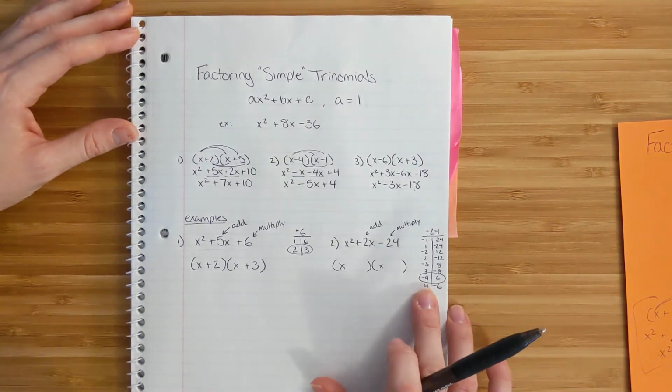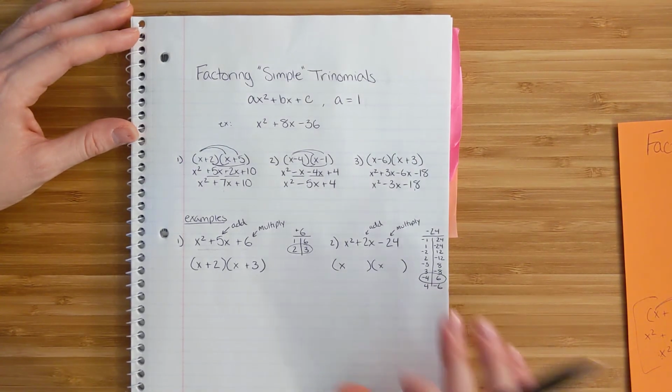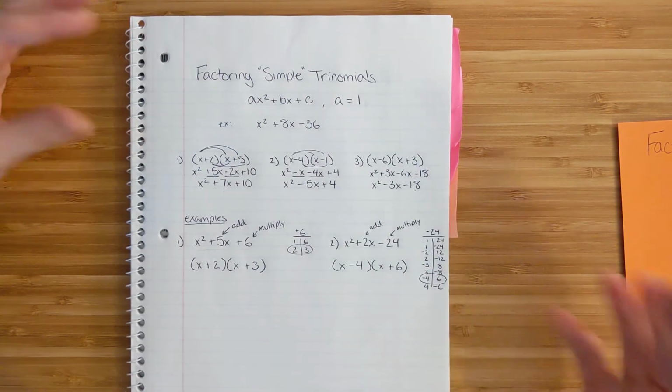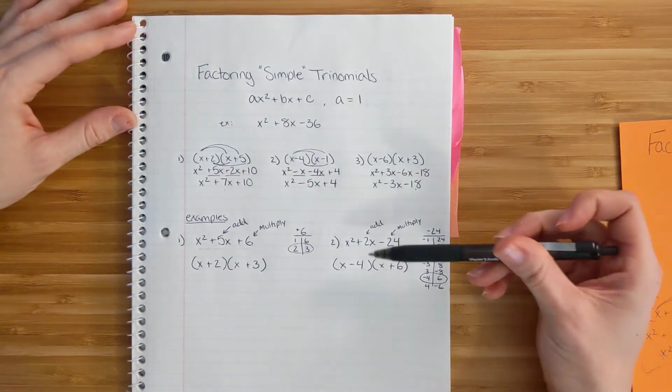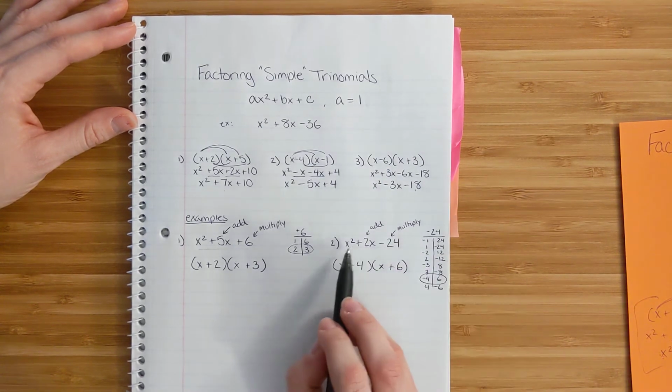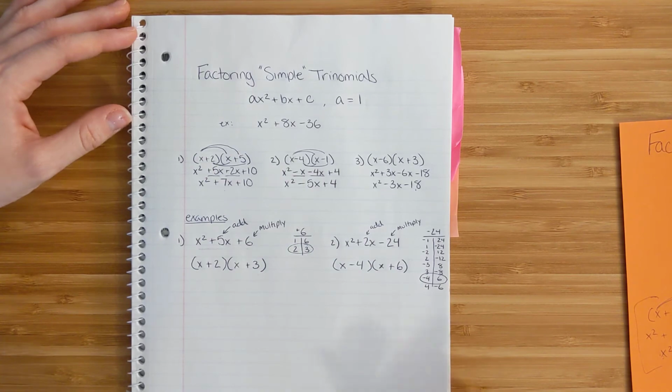Okay, as soon as I recognize though that I have my magic combination, I fill in my factors with negative 4 and positive 6, and voila. X minus 4 times x plus 6 is the factored version of x squared plus 2x minus 24.